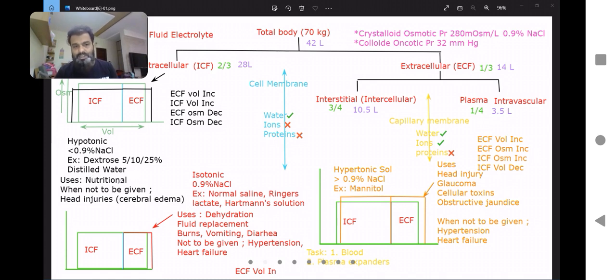Major use is nutritional. So we give it in the extracellular space. Now we do not have ions or proteins to govern the movement of the water. We will give water in this compartment. It will move here and it will obviously go here. Is it like that? It will be equally distributed.